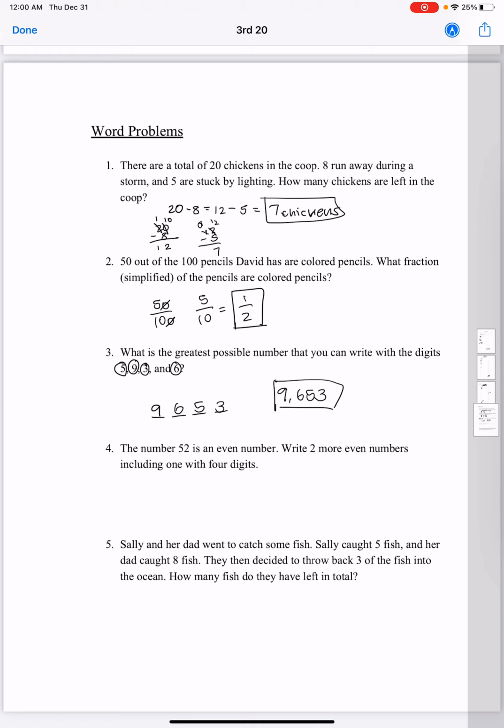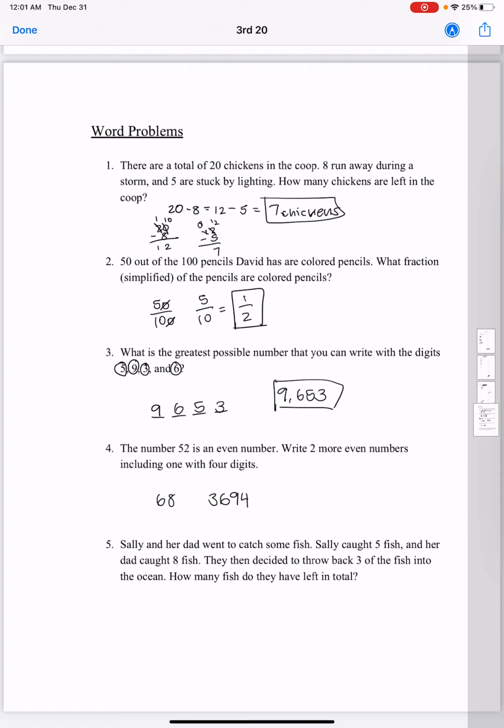The number 52 is an even number. Write 2 more even numbers, including one with 4 digits. So they're asking us to write even numbers. It doesn't matter what number you give as long as the last digit ends in 2, 4, 6, 8, or 0. So let's say, for example, 68 would be an answer, and it says including one with 4 digits. 3, 6, 9 are all odd numbers, but as long as the last digit is an even number, it is a valid answer.